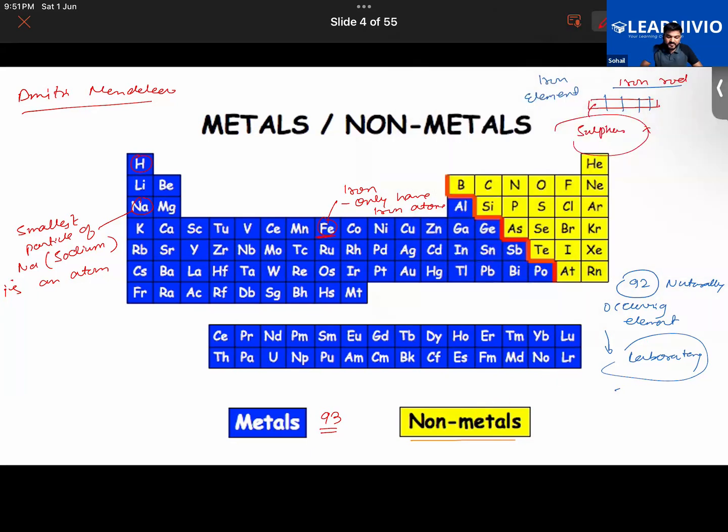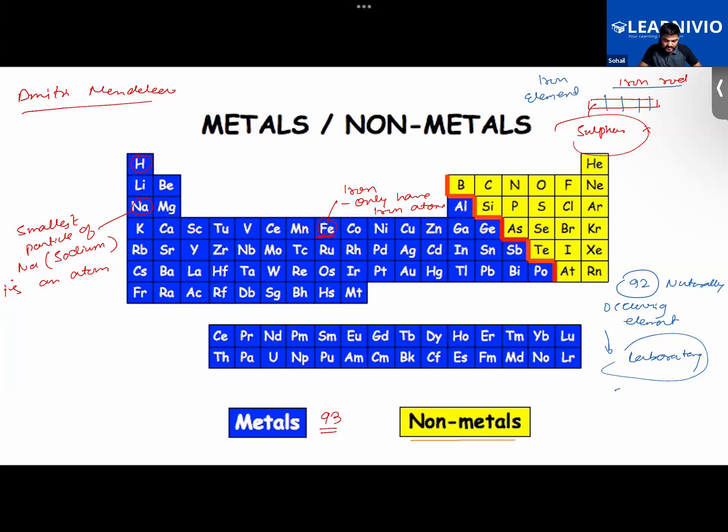So keep one basic thing in mind: one element is different from another element because their atoms are different from each other. That is one of the main reasons why two elements can never be the same. Hope that much is clear.